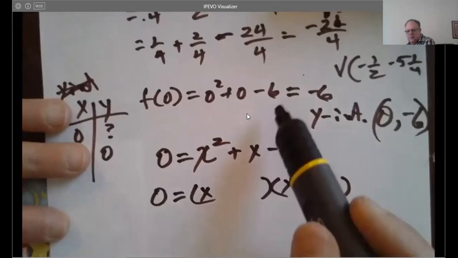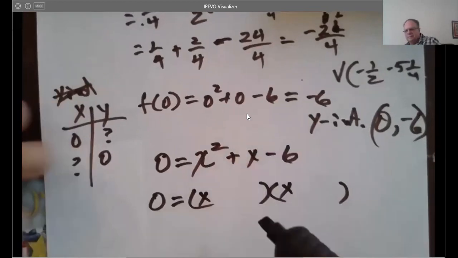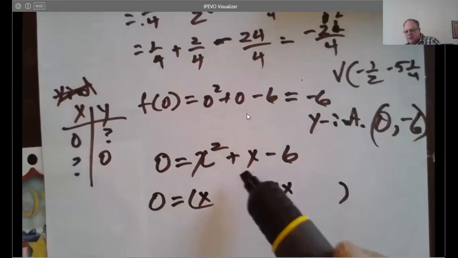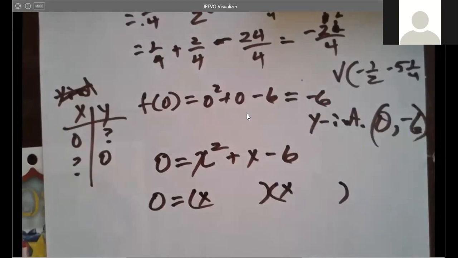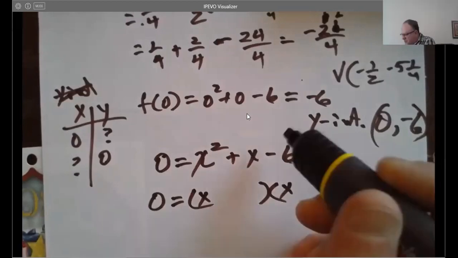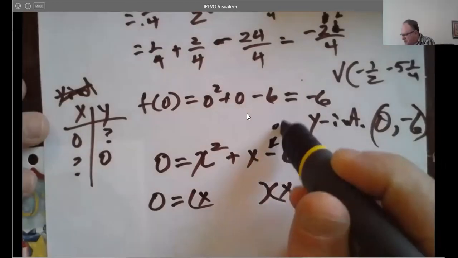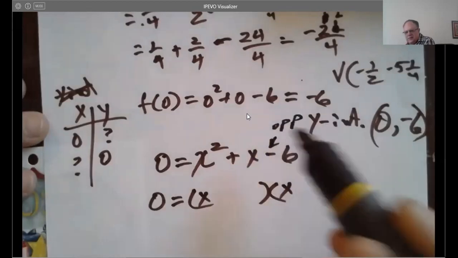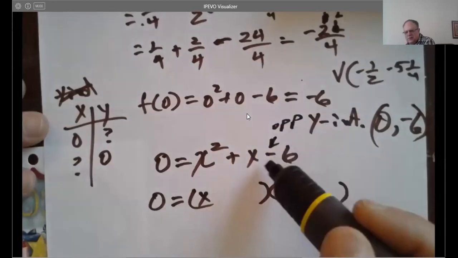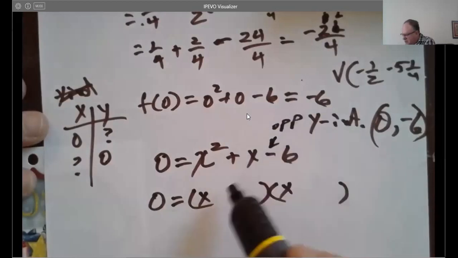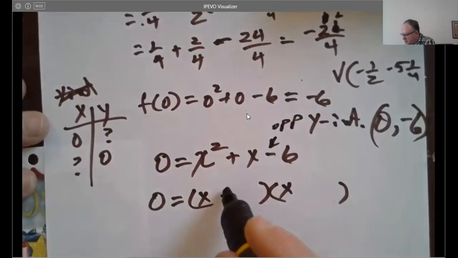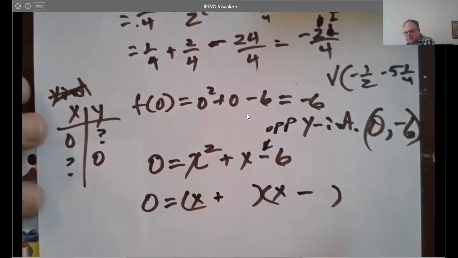Since our c term is a negative, what are the signs going to be, the same or opposite? Anybody have any idea? Opposite. If the c term is a negative, the signs are opposite. If the c term is a plus, the signs are the same. So since the c term is a negative, the signs are going to be opposite. So you could put a plus and a minus, or a minus and a plus.